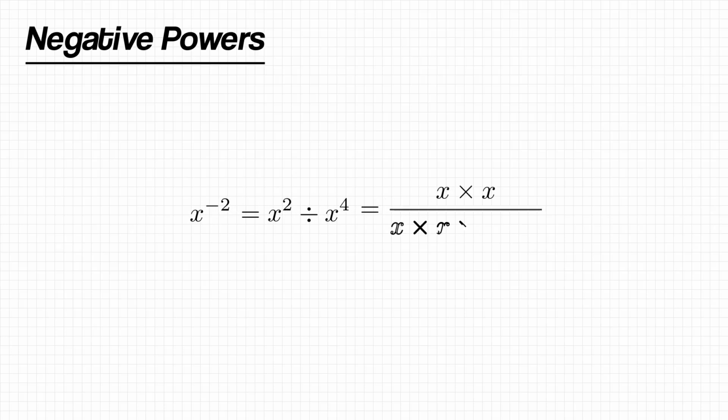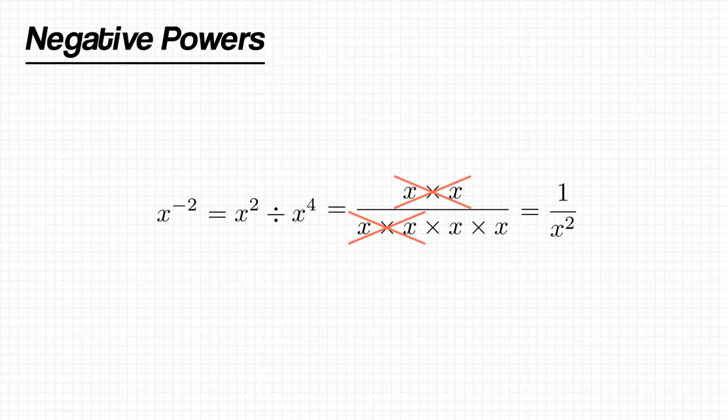Next, we're going to look at indices with negative powers. Consider the example x to the power of minus 2. If we recall the rule for division of indices, we could rewrite this as x squared divided by x to the 4. We could rewrite this again as a fraction. Cancelling 2 x's, we are left with 1 over x squared, which we would call the reciprocal of x squared. In general, indices with negative powers would correspond to the reciprocal of the corresponding positive power.